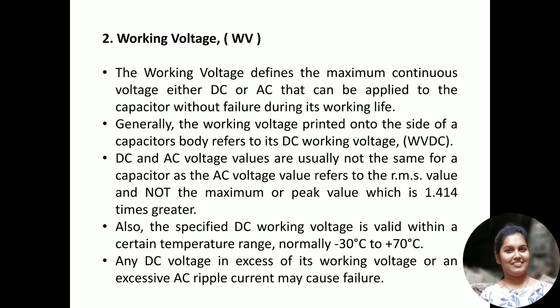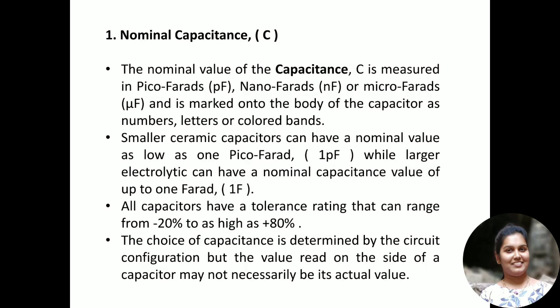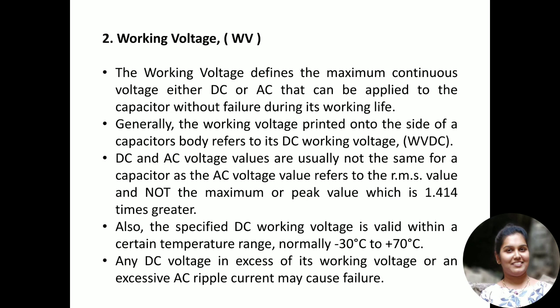Generally, this working voltage is printed on the side of the capacitor body itself, and it refers to DC working voltage. The value that is printed on the body, like the one we have seen here, is showing 25 volts. This value is nothing but the DC working voltage, so this point should be kept in mind. The maximum working voltage is 25 volts in that capacitor case.